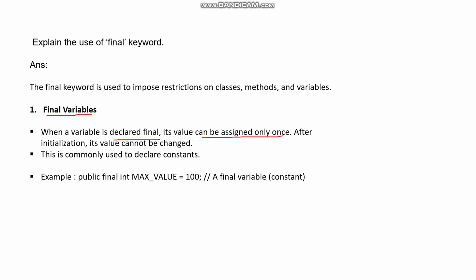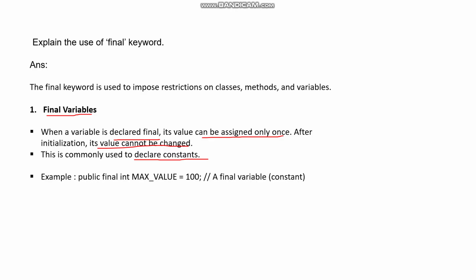After initialization, its value cannot be changed. Once we give the value to a final variable, it cannot be changed during the complete program execution. That's why the final keyword is used to declare constants. To define any constant in the Java language, we can use the final keyword.